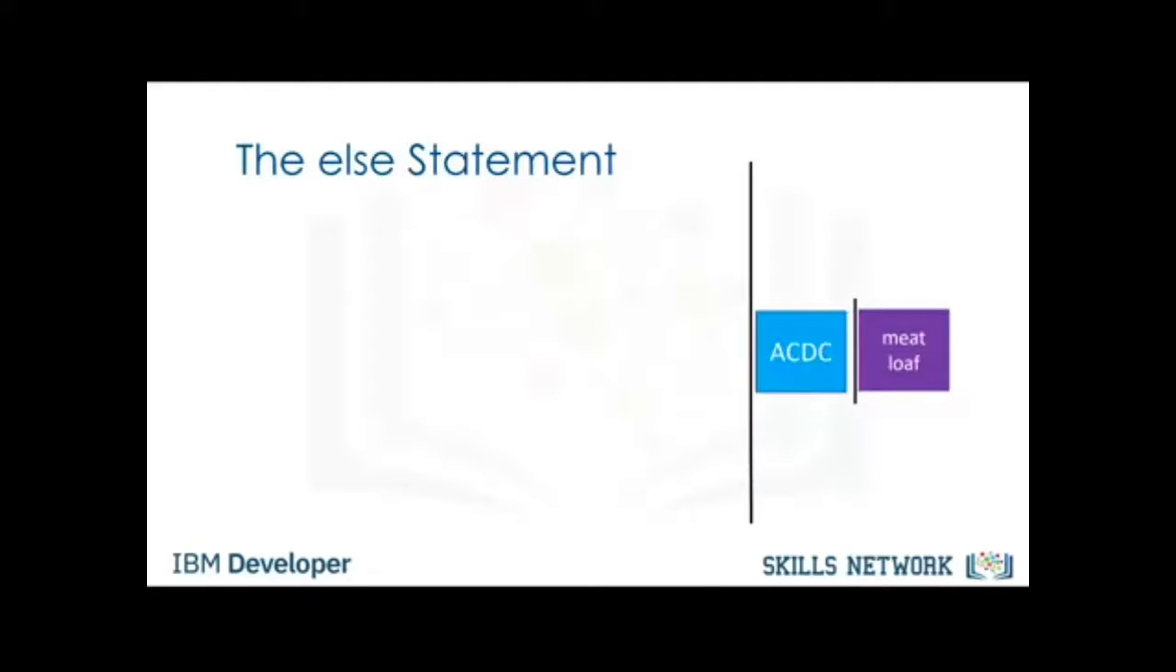The else statement will run a different block of code if the same condition is false. Let's use the AC/DC concert analogy again. If the user is 17, they cannot go to the AC/DC concert, but they can go to the Meatloaf concert represented by the purple square. If the individual is 19, the condition is true. They can enter the AC/DC concert. Then they can move on as before.